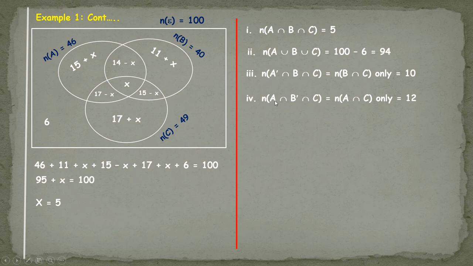Now this is A intersection B complement intersection C, the same as A and C only. So we got the Venn diagram A and C only, which is this part actually. 17 minus 5, giving us 12. A and B only, which is 14 minus 5, giving us 9. We now proceed to the next question, and all the working will actually be the same.